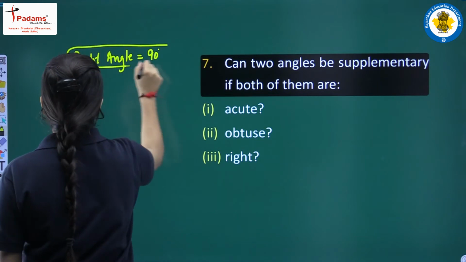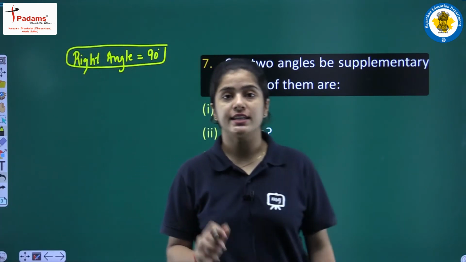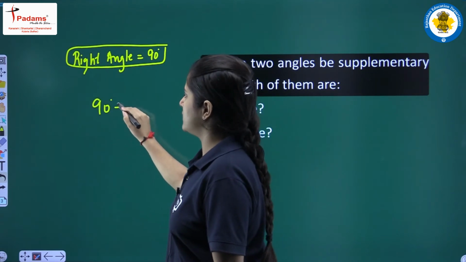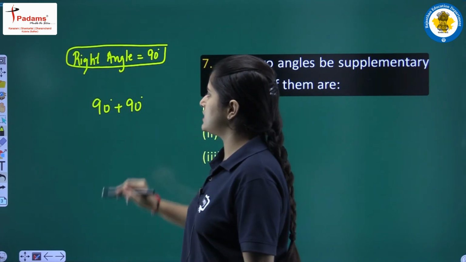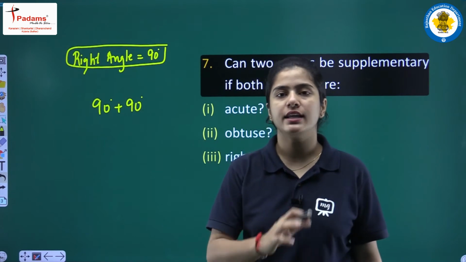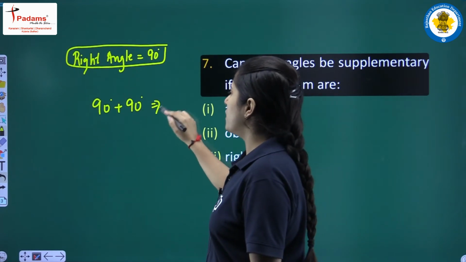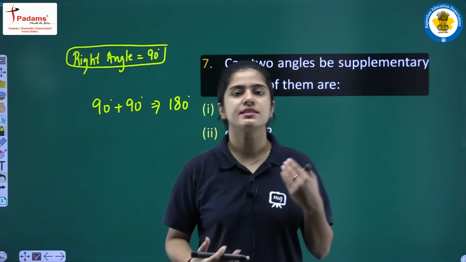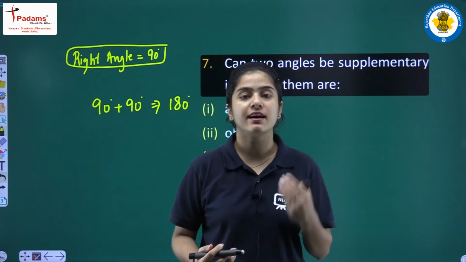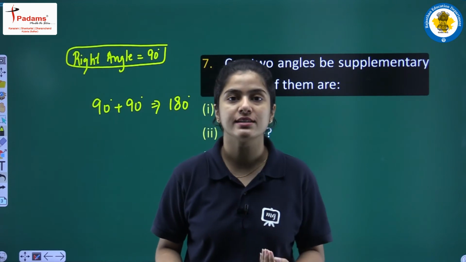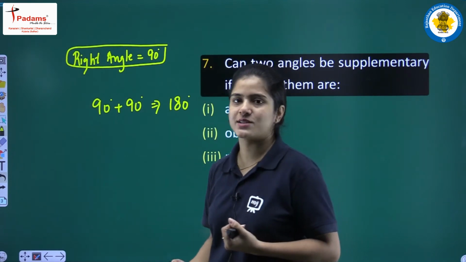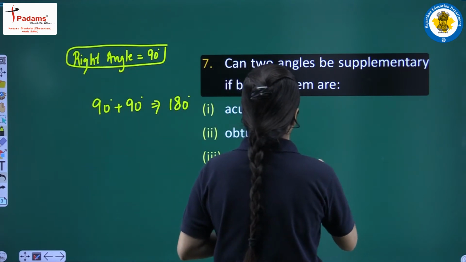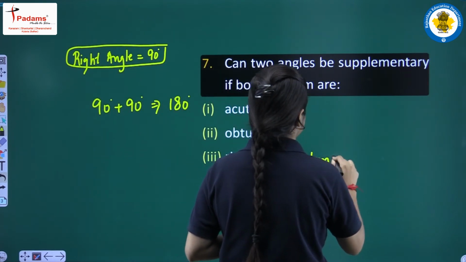Alright. So students, if a right angle is equal to 90 degrees and the two angles are right, that means the two angles are 90 and 90. So what is the sum of this 90 and 90? It is equal to 180 degrees. If two angles sum to 180 degrees, then it clearly says that those two angles are supplementary angles. Okay, students. So right angles, supplementary angles.